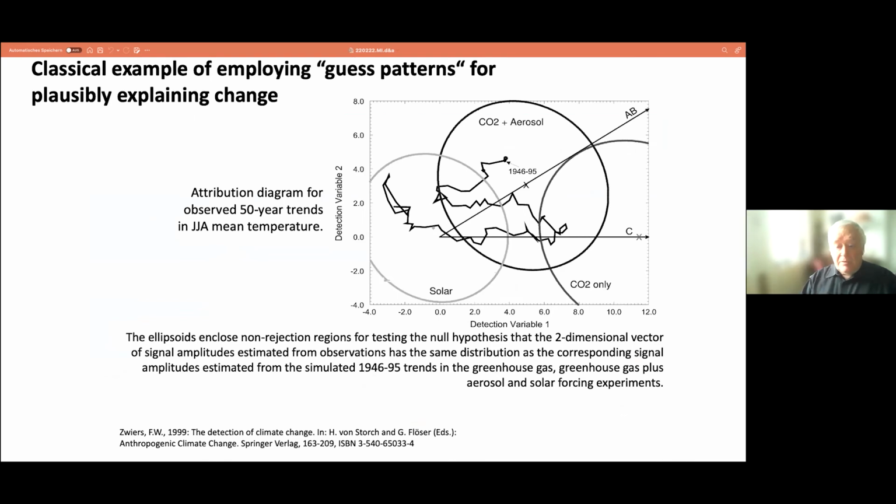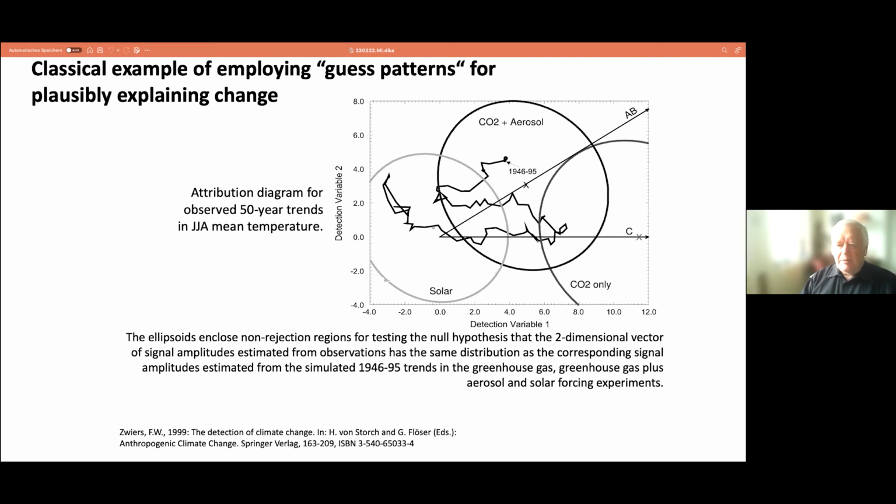And this is a diagram which was from the 1990s. And this shows, as a line, on this noisy line, the development of the climate system for observed 50-year trends in June, July mean temperature, given by two detection variables. I mean, these are variables which are typical, for instance, CO2 for a CO2 change, and the other one is CO2 and an aerosol change. I hope at least that it is so.